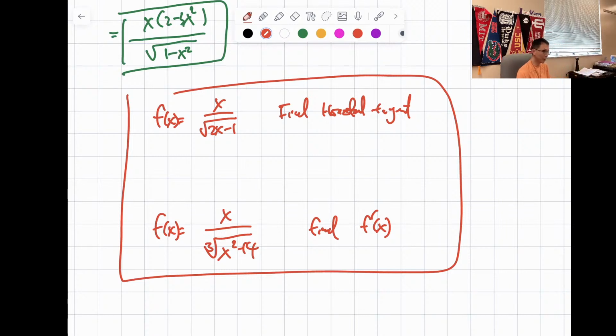Okay, so try it. The test question is very similar to this one. So you're going to worry about your next test as well, besides going over your previous test. You can choose to use the quotient rule. You can choose to use the product rule.